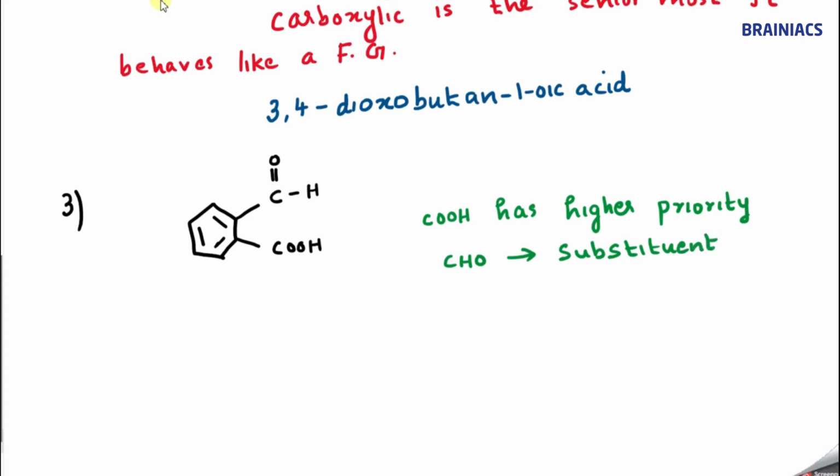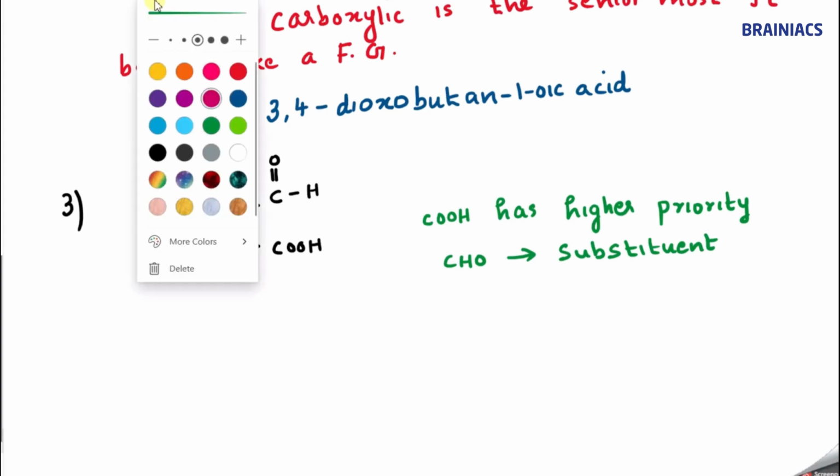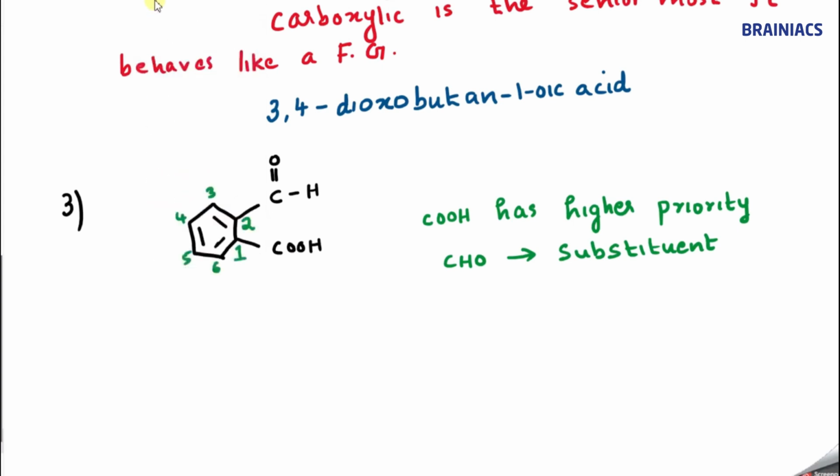You know that functional group should get the lowest possible number. So 1 here and 2 here, then 3, 4, 5, 6. Correct. Now we'll try to put the name of this compound. Can anybody tell me what is the name of this compound? Here I can say that at second position you have the substituent. So we'll start with 2.